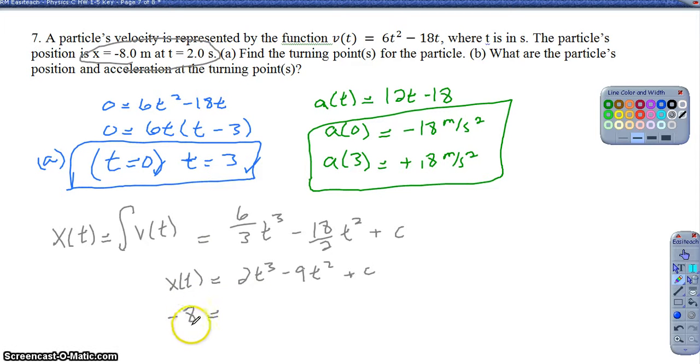So if the left side of the equation is -8, then I'm going to substitute 2 in for all of those t's, and then I just solve for c. Okay, so in this case, it's just a matter of solving.